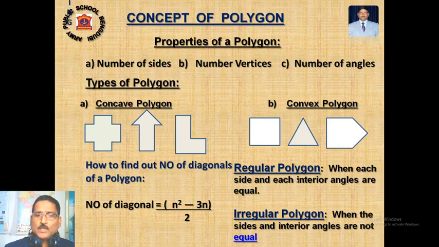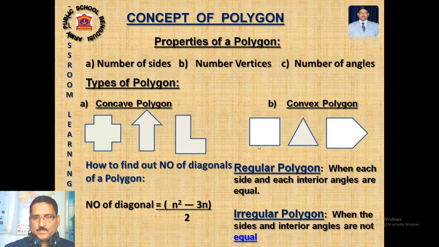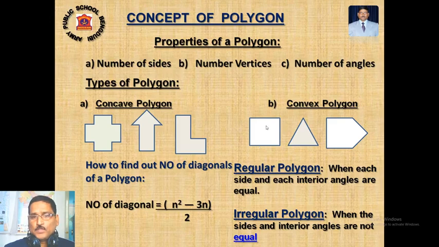Okay, how will we say regular? When a convex polygon has sides and interior angles that are equal in measure. That means each side will be equal, and each interior angle will also be equal. Then it will be a regular polygon. So a square is a regular polygon. An equilateral triangle is also a regular convex polygon.